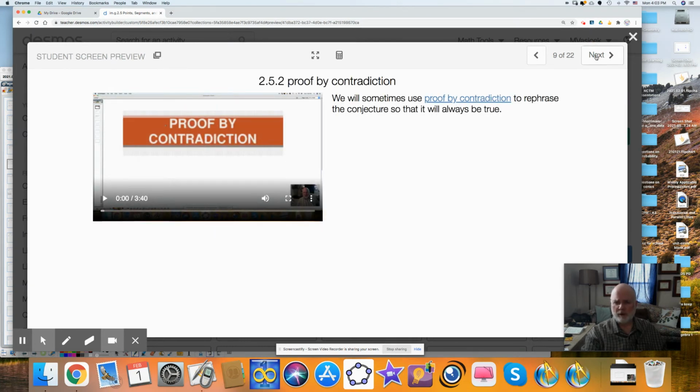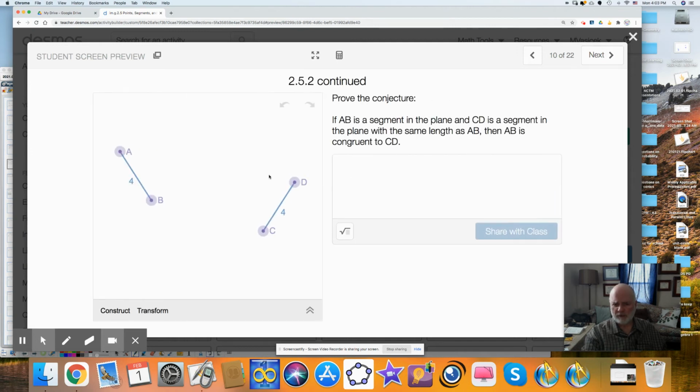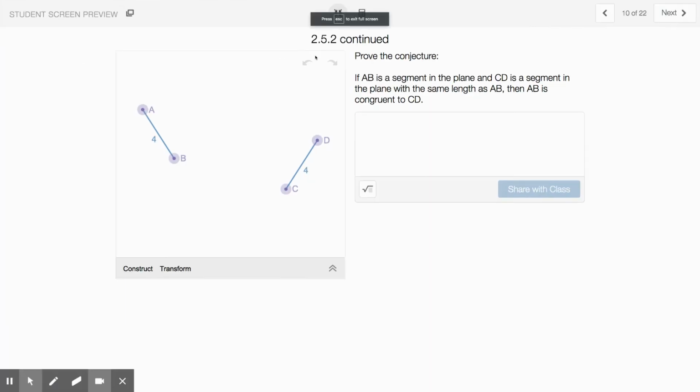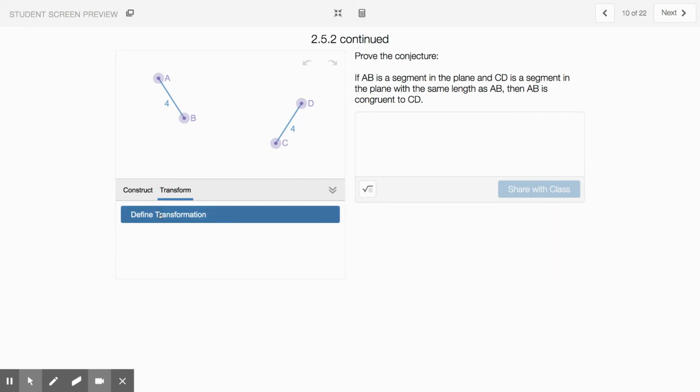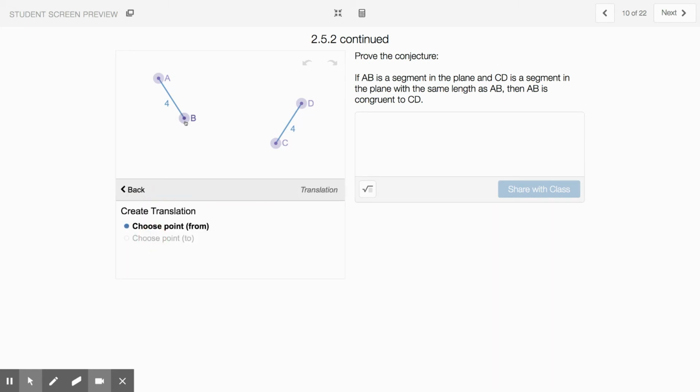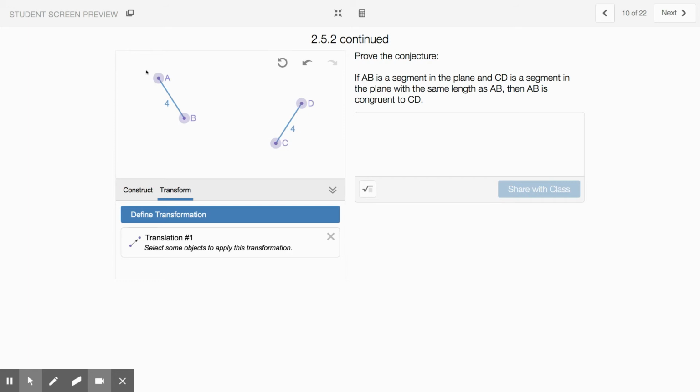We could do proof by contradiction. I'm going to ignore that for now. I'm going to do this one, and I'll show you with my full screen again. So I want to map this segment with the same length as this segment to prove that they are congruent. And I would write my steps over here as I did it. First thing I'm going to do is translate from A to C. What am I going to translate? I'm going to translate segment AB from A to C.